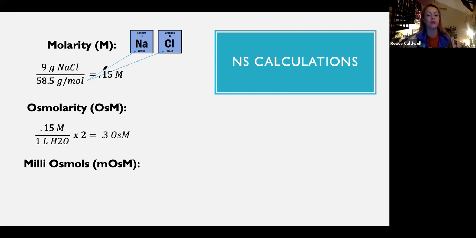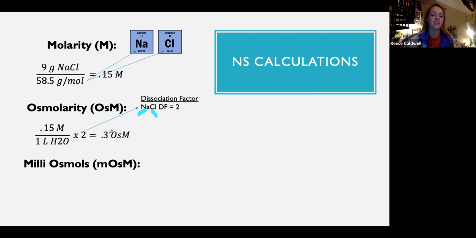So what we do is we take that molarity we solved for and we multiply by the dissociation factor, which for sodium chloride was 2, because sodium chloride is going to split into 2 different molecules, or dissociate into 2 different molecules, when dissolved in a specific solution. So when we calculate this out, what we get is 0.3 osmoles.